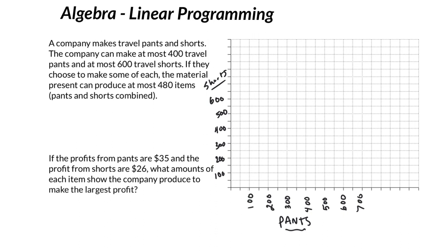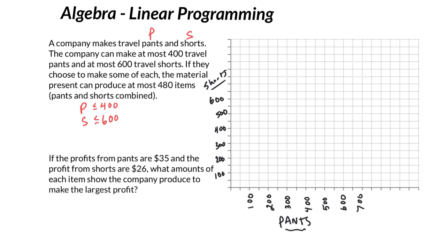Now, before I get going too far, let me just say we've got two variables. We've got P for pants, and we've got S for shorts. The company can make at most 400 travel pants. So the amount of pants has to be less than or equal to 400. Let me write that equation. And at most 600 travel shorts. So shorts are going to be less than or equal to 600.